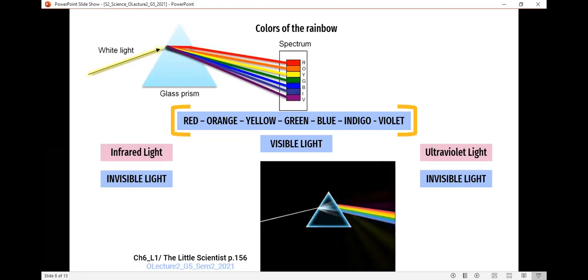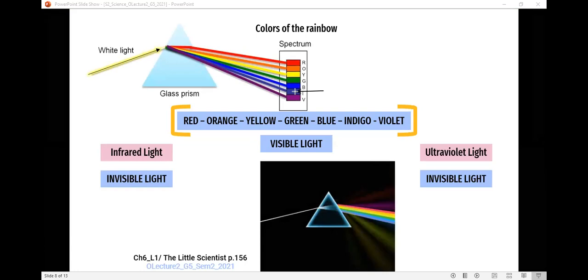Who was asking me about indigo? Look, it's between blue and violet. So it's like a dark purple, like purple with blue.